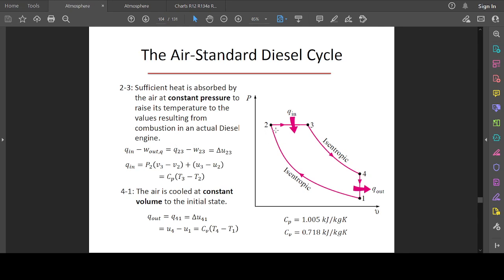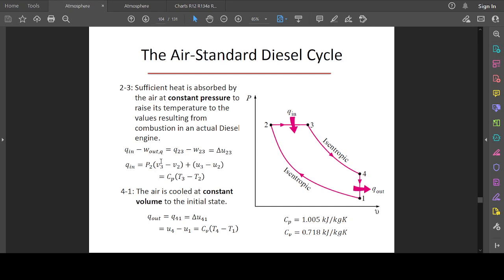So between stages 2 to 3, at constant pressure, then the total heat in minus the heat out is equal to the heat added between stages 2 and 3 minus the work done at stages 2 and 3. And this is equal to the change in the internal energy. So therefore, the heat in is equal to the work out plus the change in internal energy.